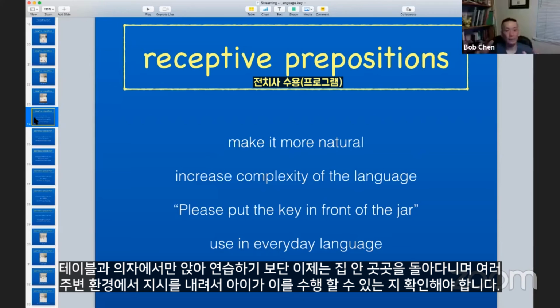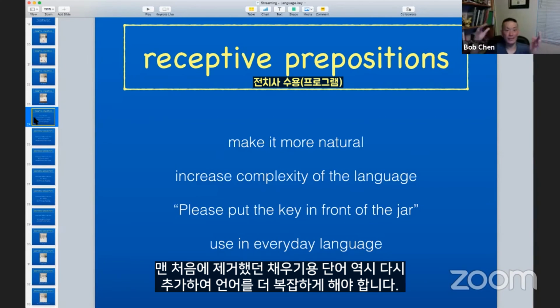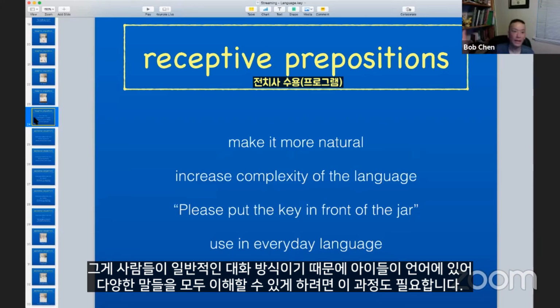We have to get away from sitting at the table in the chair and doing it there. We have to get it so that it's all around the house and the child is able to do all of those things that you ask of them all around their environment. We have to increase the complexity of the language by adding back in the filler words, because that's how everybody else is going to be interacting with your child. And you want them to be able to understand all of the language that is being thrown in their direction.